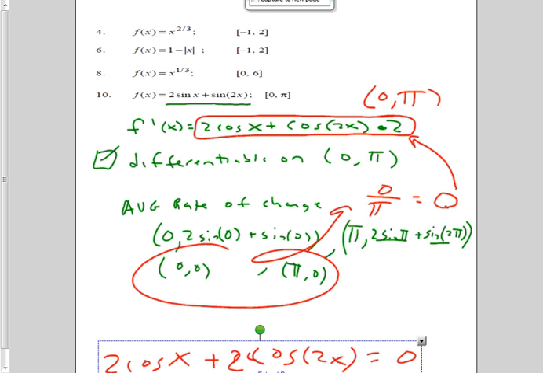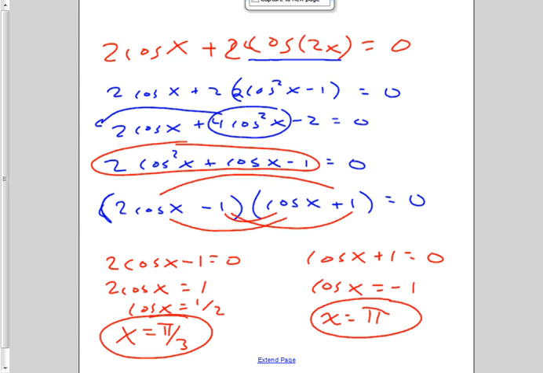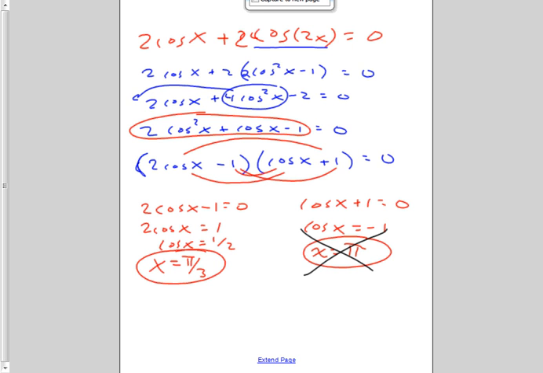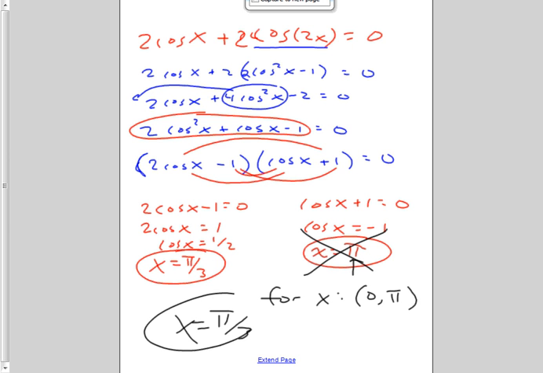Now, going back, we need to remember that we're only looking on the interval between 0 and pi. So therefore, we're going to have to get rid of that value because it's not between 0 and pi. Pi is not in between that. So where does this happen? At x equals pi over 3.